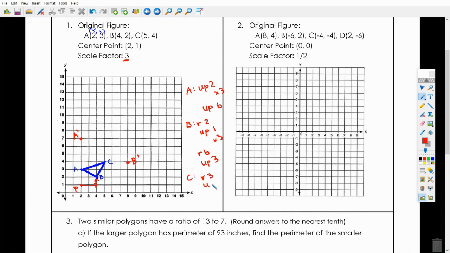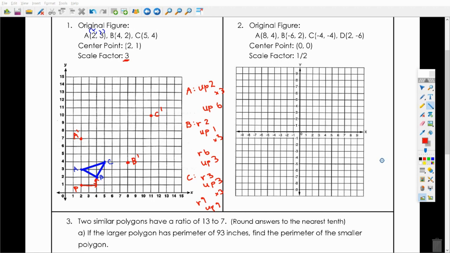And you just keep going for C. It's right 3, up 3. Scale it by a factor of 3 again, because that's our scale factor. So right 9, up 9. And you could do right 3, up 3, 3 times, or you could do right 9, up 9 from our center point. So 9, and then just count up 9 as well. That's going to be C prime.